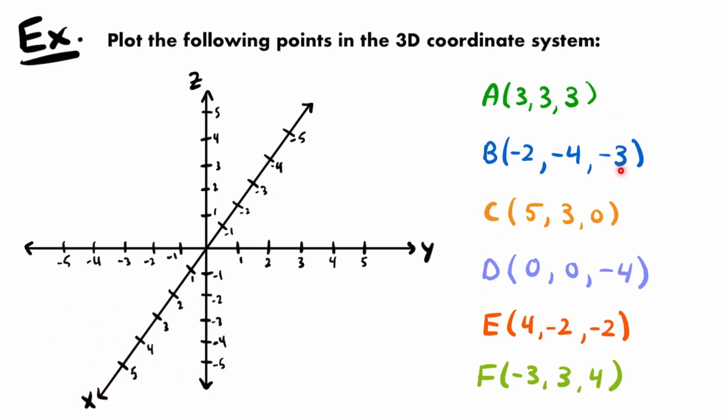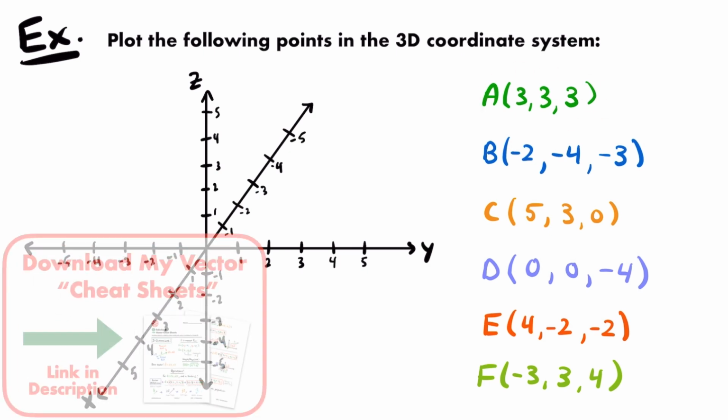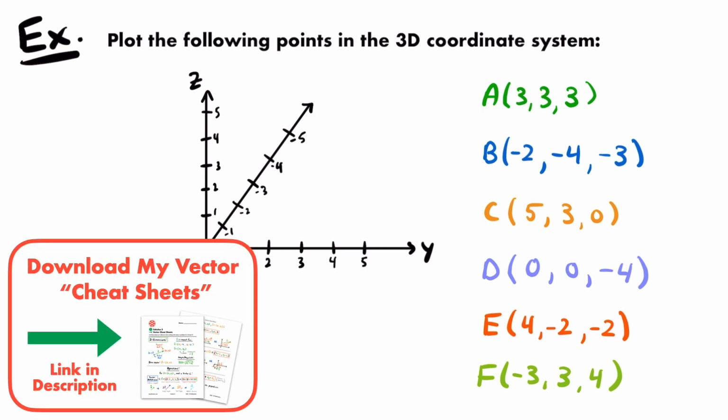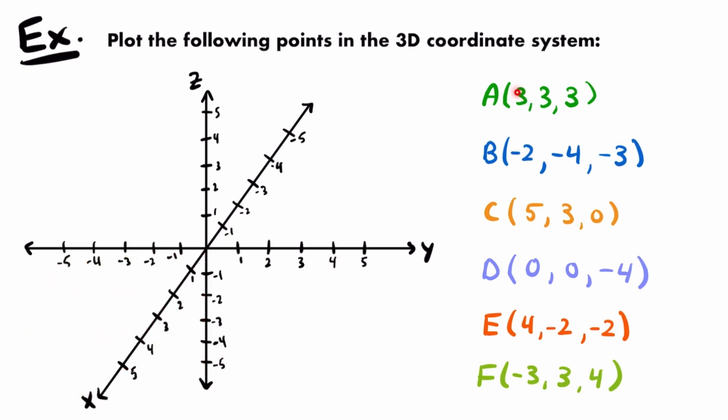We will work on each of these points one at a time and plot them in this given 3D coordinate system. And you can see that this system is made up of an x-axis, a y-axis, and a z-axis. All right, we need all 3 of those axes in order to plot points in 3 dimensions. And so let's take a look at our first point here, point A. Point A is at the coordinates 3, 3, 3. So the x-coordinate is 3, the y-coordinate is 3, and the z-coordinate is also 3.